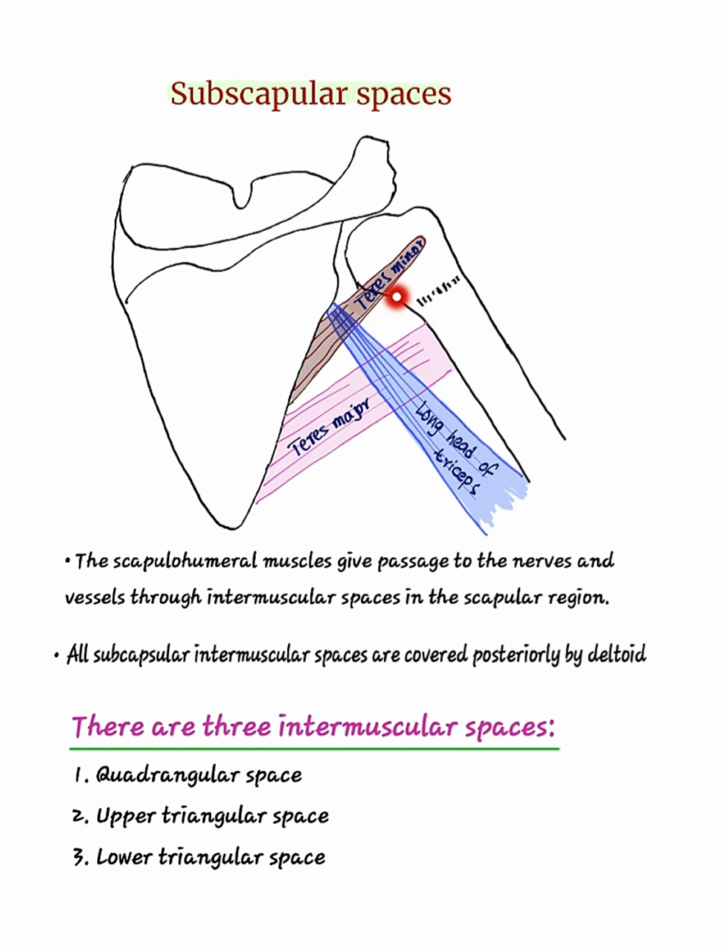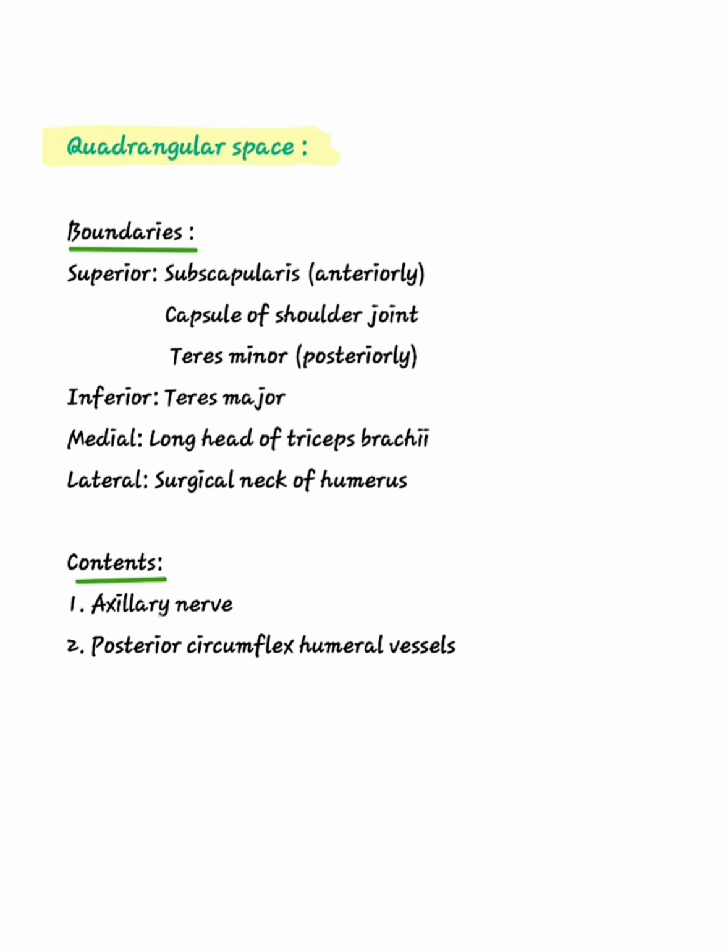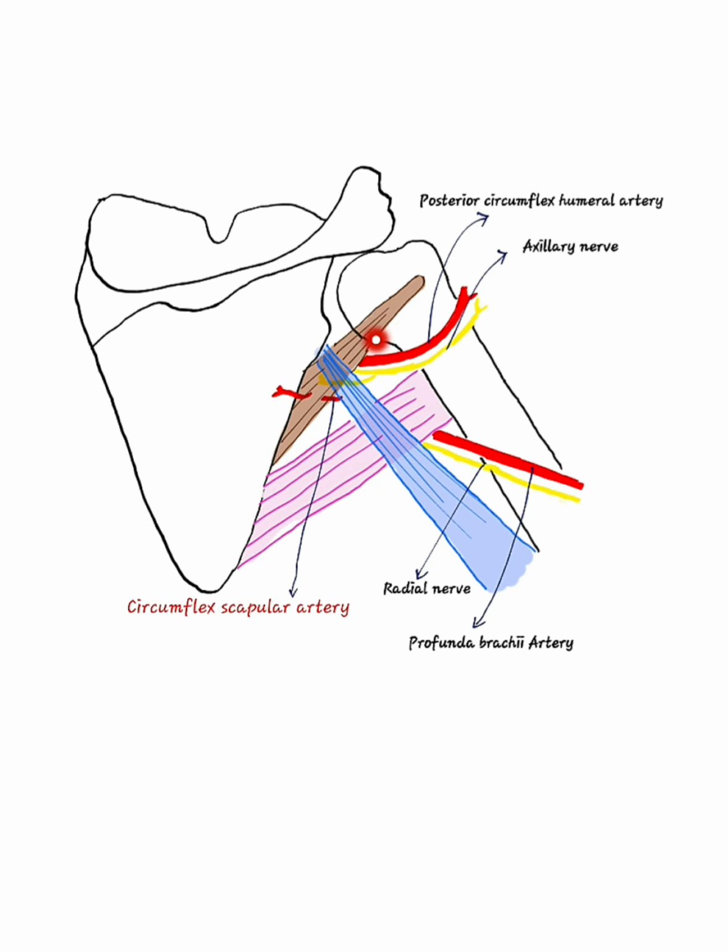This is the quadrangular space. This is lateral side, this is medial side. Laterally, there is surgical neck of the humerus. Medially, there is long head of triceps. Inferiorly, there is teres major. Superiorly, subscapularis anteriorly, capsule of shoulder joint, and teres minor posteriorly. Contents of quadrangular space: axillary nerve and posterior circumflex humeral vessels pass through it.